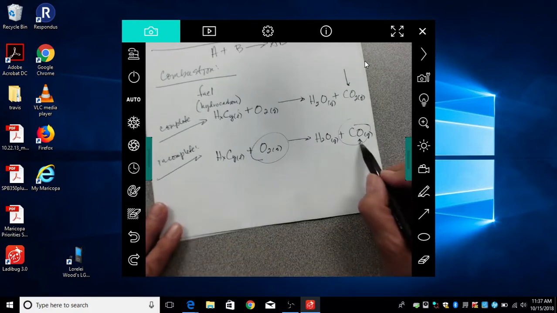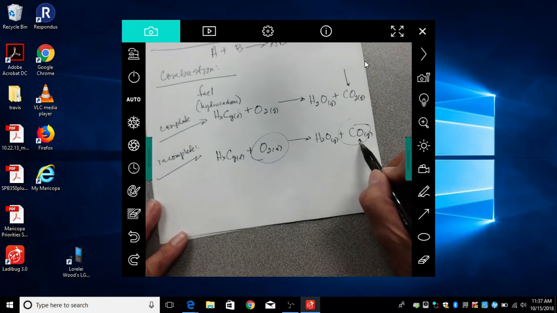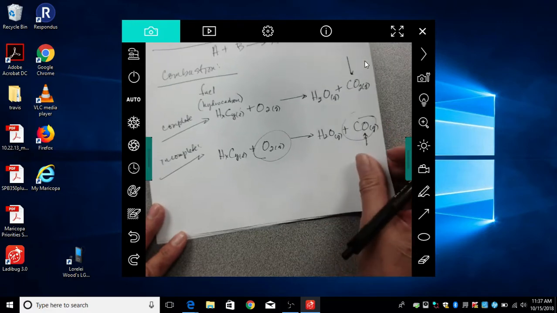So that's the stuff that comes out of the tailpipe of our automobile engines, right? Carbon monoxide. So that's not something you want to stay and breathe for a long period of time.